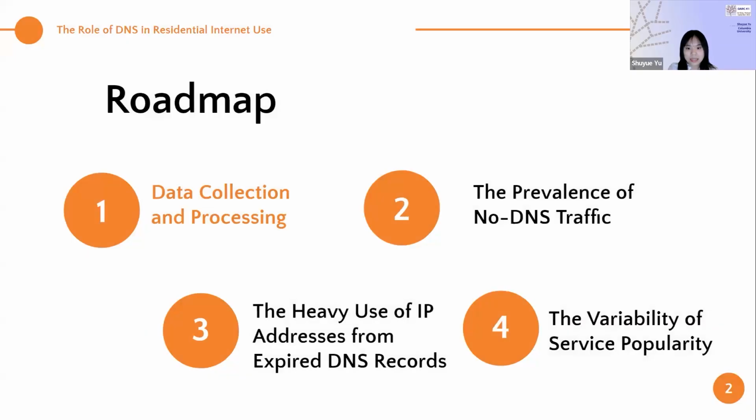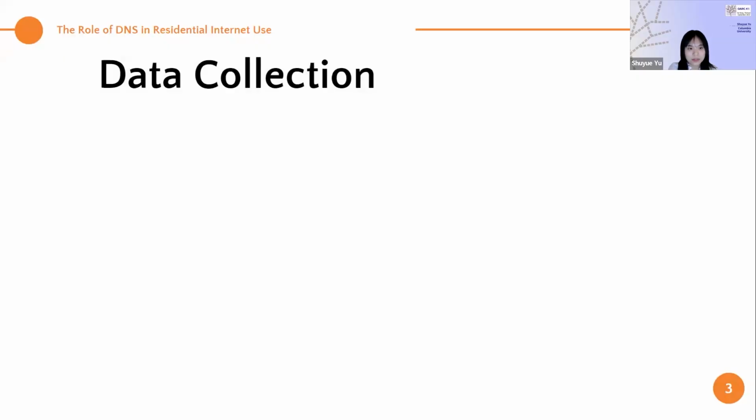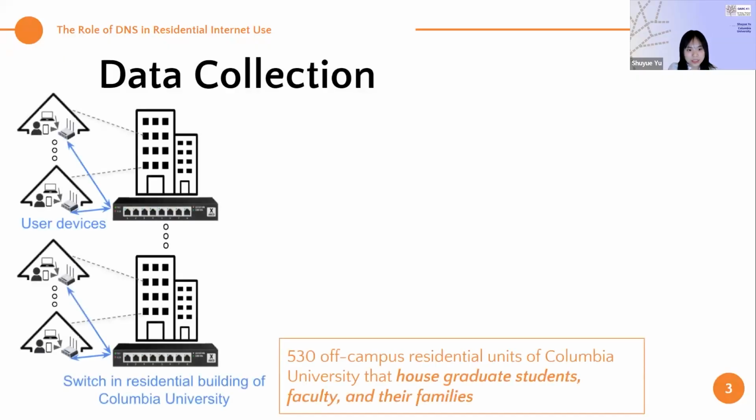Before we go into details, first, let me introduce the foundation of all our analysis, our dataset. At Columbia University, most graduate students and faculty live in off-campus apartments that are owned by the university. We captured all traffic to and from 530 of these units.